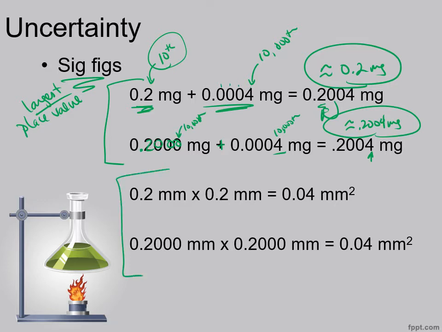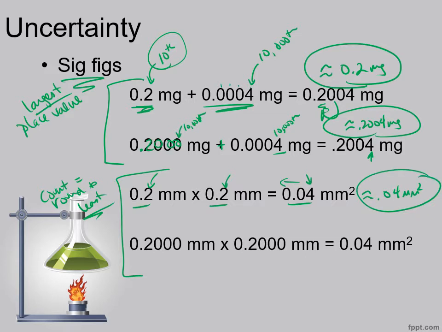When we multiply and divide, this is a lot easier. We're just going to count those sig figs and we're going to round to the least number of sig figs in our data. So 0.2 times 0.2 is 0.04. I have one sig fig. We're going to keep one sig fig. There it is right there. Remember that zeros to the left of the non-zero digits don't count. They're just placeholders. And so our final answer is going to be 0.04 millimeters squared.